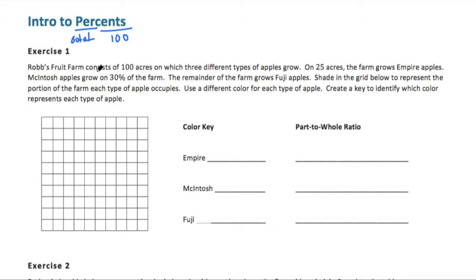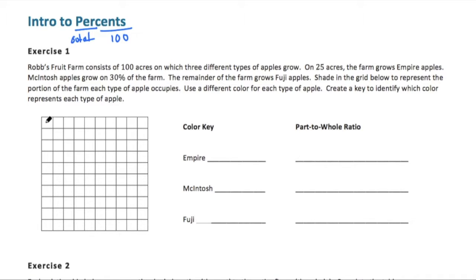Rob's fruit farm consists of 100 acres on which 3 different types of apples grow. On 25 acres, the farm grows Empire apples. Macintosh apples grow on 30% of the farm, and the remainder of the farm grows Fuji apples. Shade in the grid below to represent the portion of the farm each type of apple occupies. Use a different color for each type of apple. Create a key to identify which color represents each type of apple. Okay, so if you don't have colors, you can just go ahead and use letters.